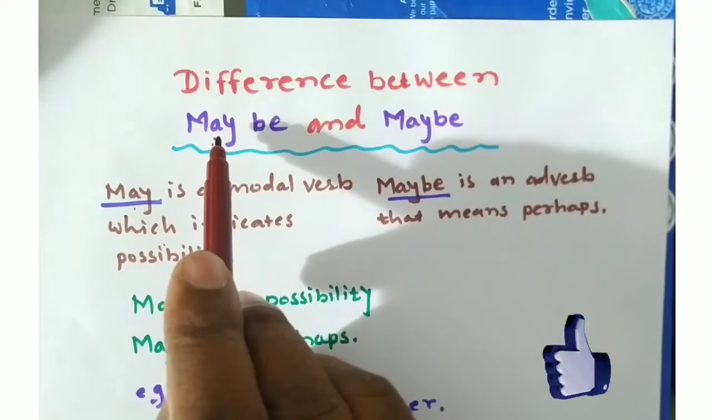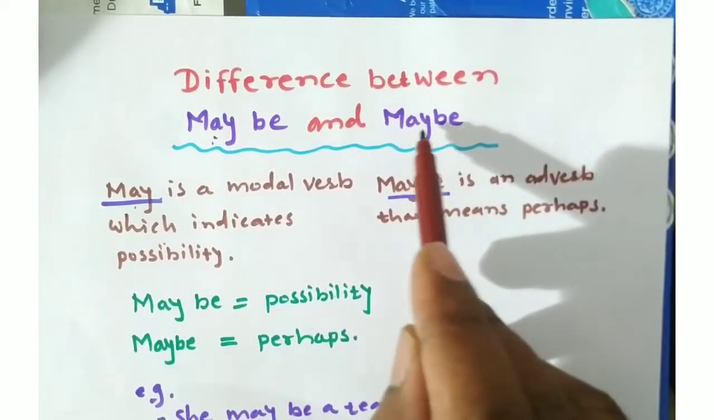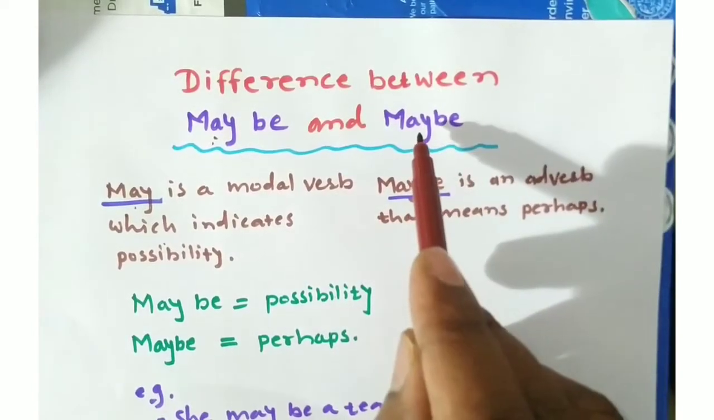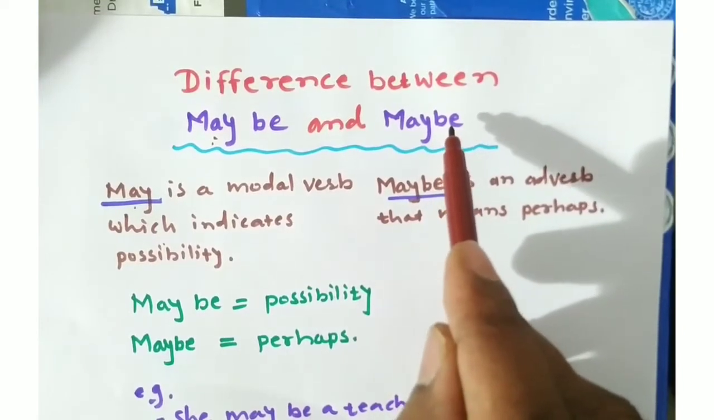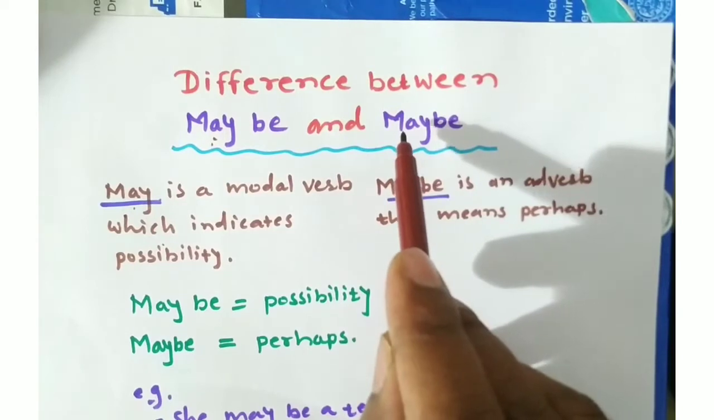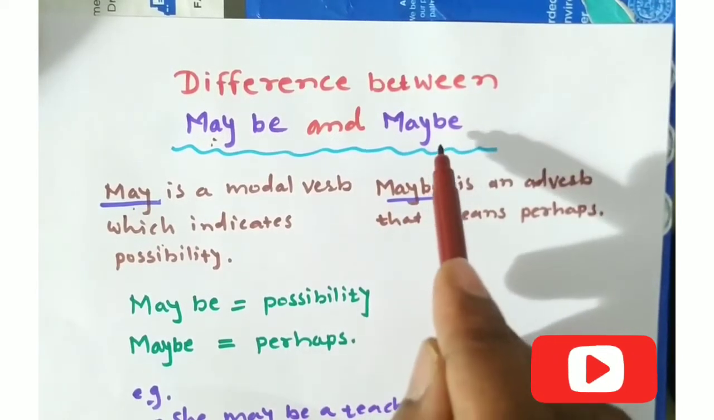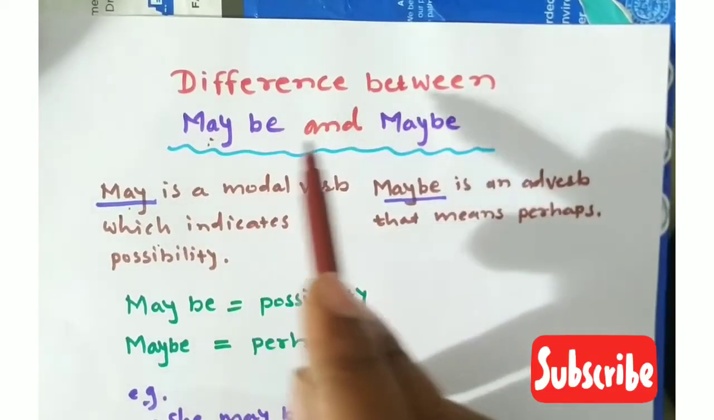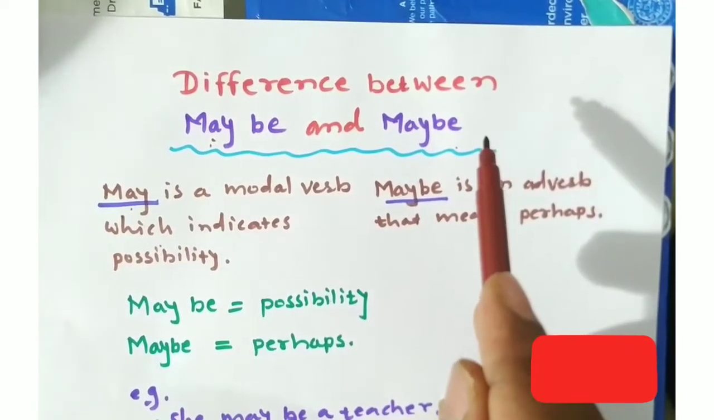That is, we have two words here, "may" plus "be", and here "maybe" is a single word, not separate. "Be" is not separate from "may"; "be" is a part of "maybe". So in this way, it is a single word, right? In this short video, I will explain when to use "may be" and "maybe", and what are their functions, right?